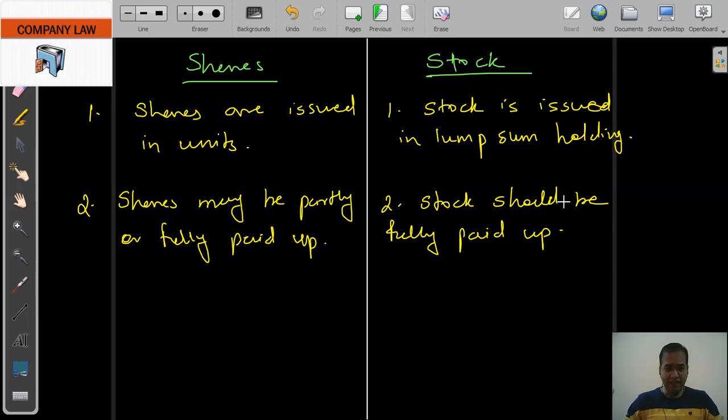But the second point is important from that particular point of view. The shares can be partly or fully paid up. So when a company is issuing shares, as I told you, they may be partly paid up, but when you are converting into stock, the company will have to ensure that the conversion can only be possible for the fully paid up shares. So conversion is not possible for the partly paid up shares.